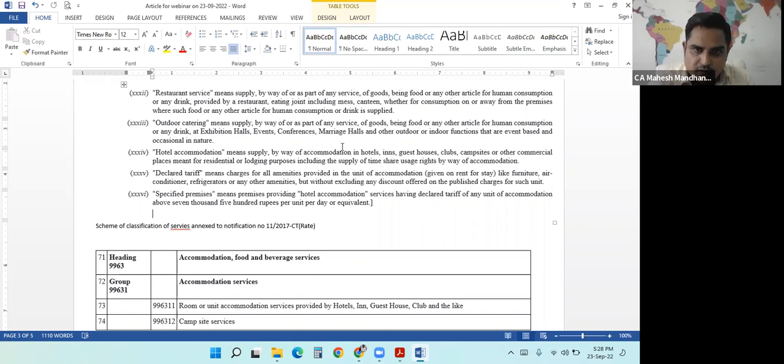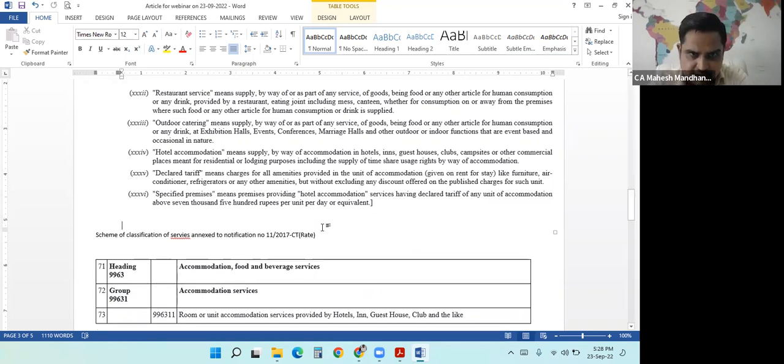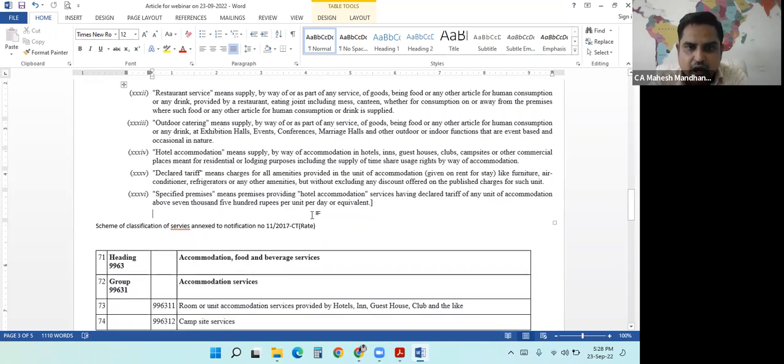What was the position before this? Those persons, centralized kitchens, cloud kitchens, or takeaway food, delivery food, they were paying the tax, no doubt as a service only, but they were paying the tax as any other food or beverage service, and the tax rate applicable to them was 18%, subject to availment of ITC. They can avail the ITC on goods, services, everything.